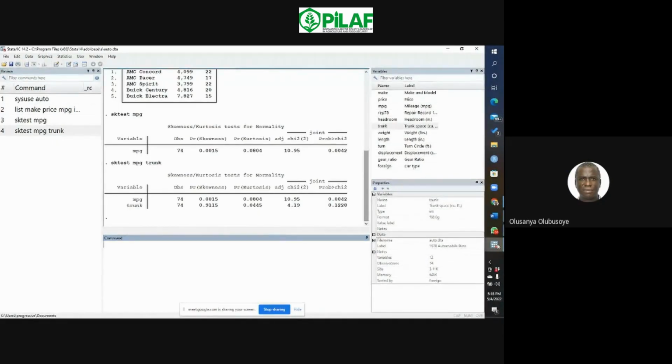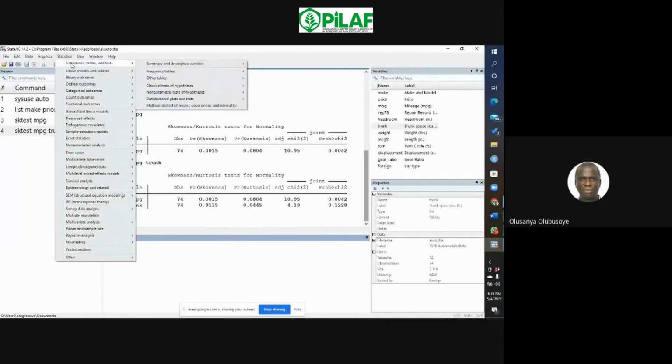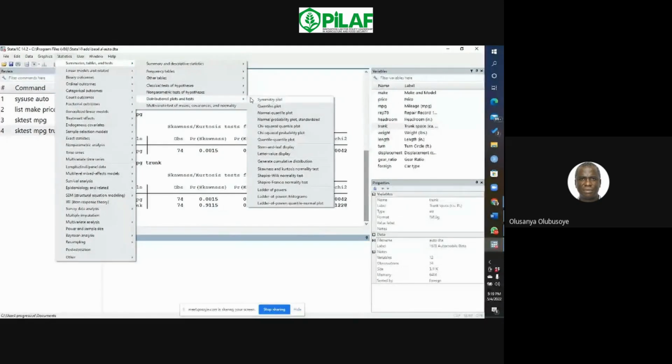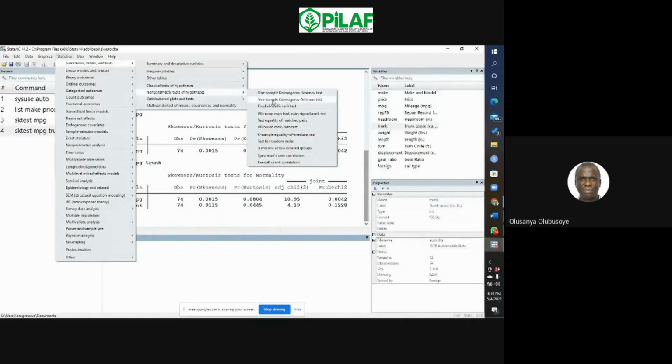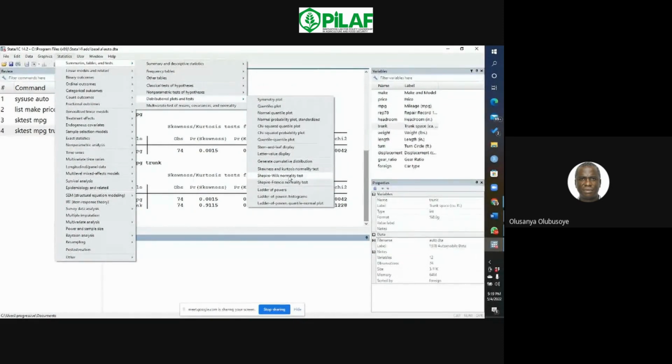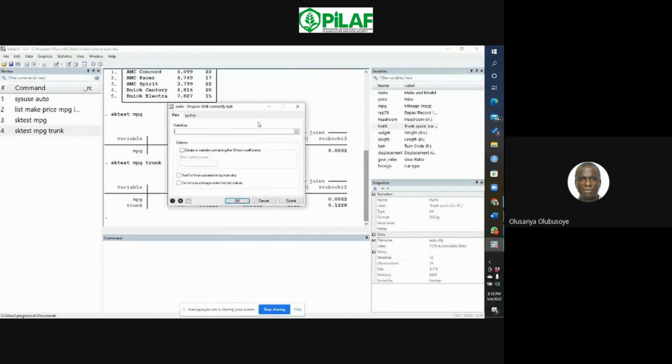We now move to another round of tests, the normality test, and that is the Shapiro-Wilk normality test. Please mute yourselves. So let's go again to another test. This time around, you will see the Shapiro-Wilk test. So let's use the same MPG, and then you can just copy that and paste.